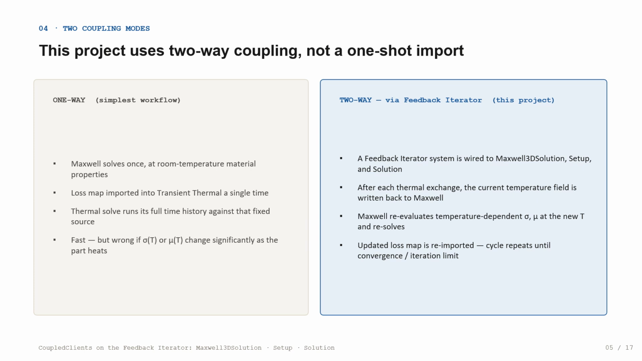Concretely, the iterator is wired to the Maxwell solution and to both the setup and solution of the thermal system. After each thermal exchange, the current temperature field is written back into Maxwell. Maxwell then re-evaluates its temperature-dependent sigma and mu at that new temperature and resolves the electromagnetic problem. The updated loss map is re-imported into the thermal solver, and the cycle repeats until it converges or reaches an iteration limit. This is a genuinely more physically honest simulation, and, as we will see in a few slides, it is still not the whole story when we compare it against the bench.